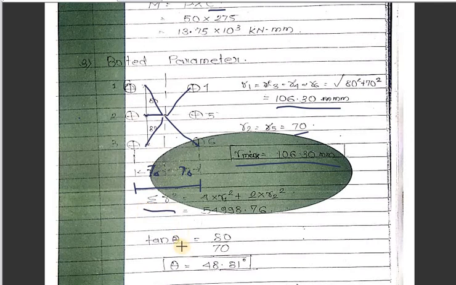Again, in the formula we are using tan theta, so we have to find out theta also. Only these 4 bolts will make an angle of theta. So theta will be opposite upon adjacent. The opposite here is 80, adjacent is 70. So theta is equal to tan inverse of 80 upon 70. It comes to be 48.81.